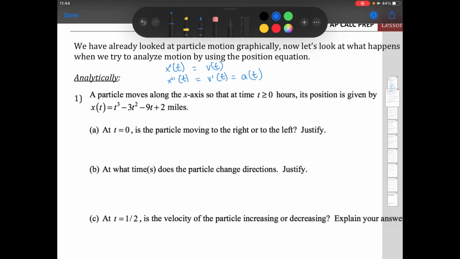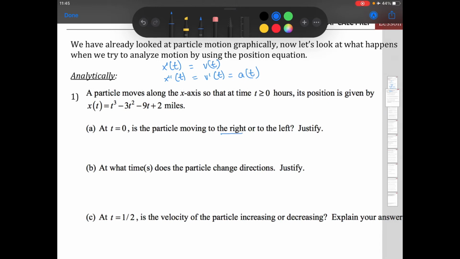The first question: a particle moves along the x-axis so that at time t greater than or equal to 0 hours, its position is given by x of t equals t cubed minus 3t squared minus 9t plus 2 miles. So this is our position equation given to us. We want to find, at t equals 0, is the particle moving to the right or to the left? Justify. So again, think about your justification.